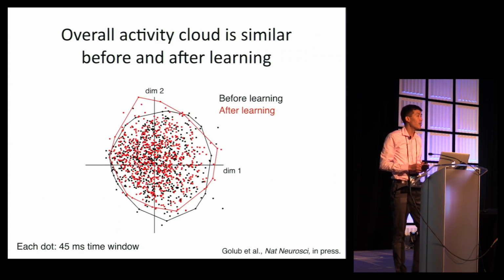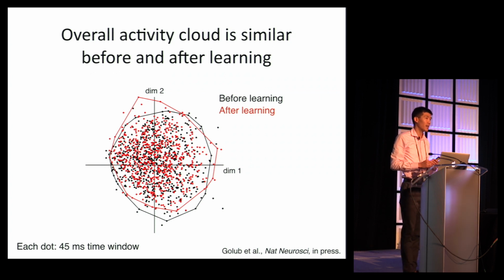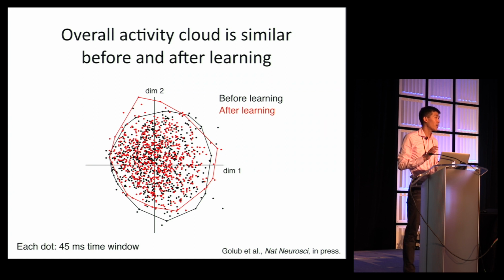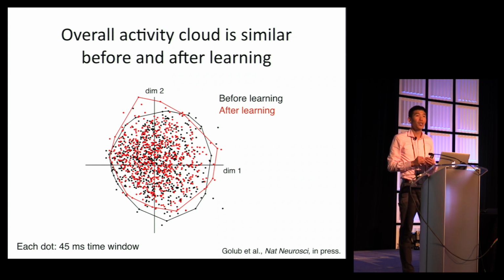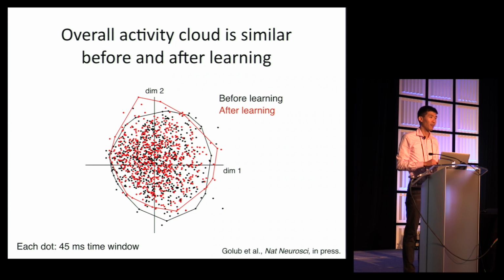So when we started asking which of these hypotheses is a good match with the data, we visualized the population activity by projecting it into different spaces. And the striking effect that we saw was that the cloud of activity before learning was exceedingly similar to the cloud of activity after learning, no matter which projection we looked at. So this was a clue. Now we want to quantify this.